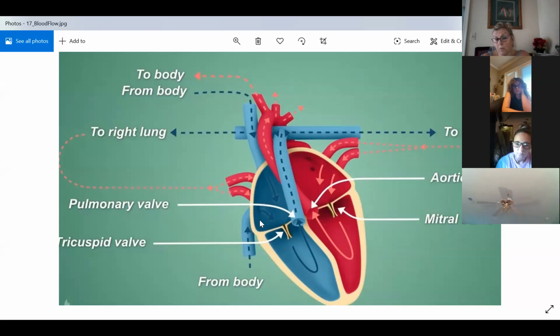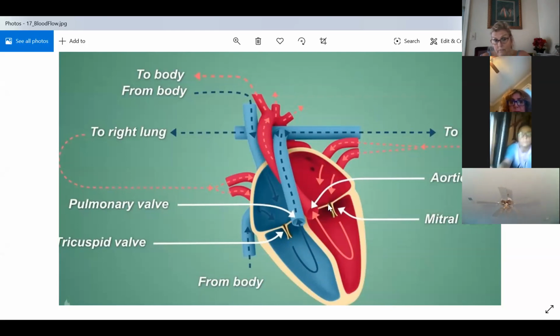Okay, so it goes from the right atrium to where? Right ventricle. Then it goes through the pulmonary artery and goes to where? Left and right lung, because you've got to pick up the oxygen. Then it comes back by way of the pulmonary veins, right? To where?